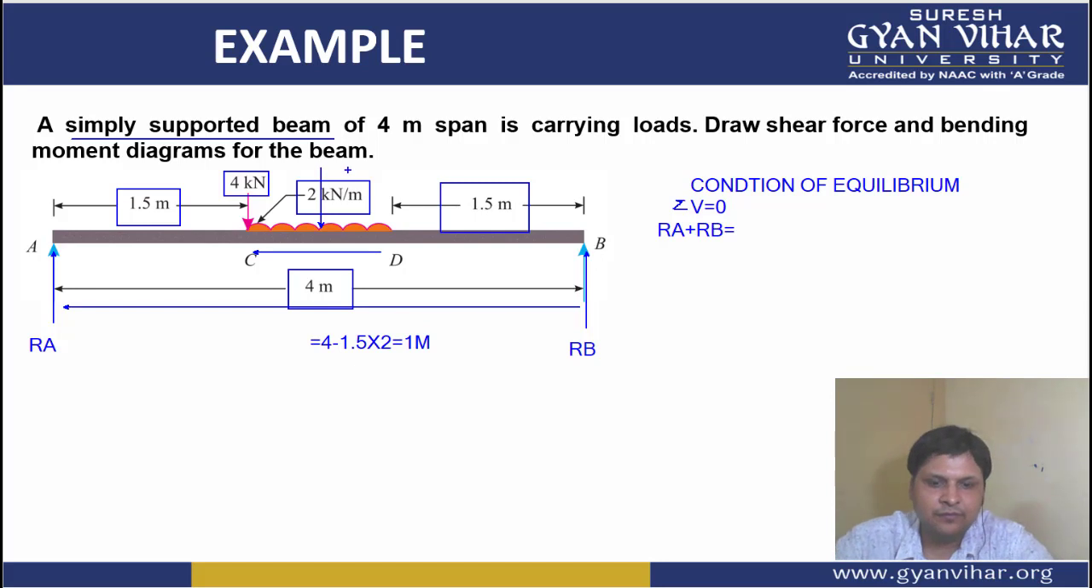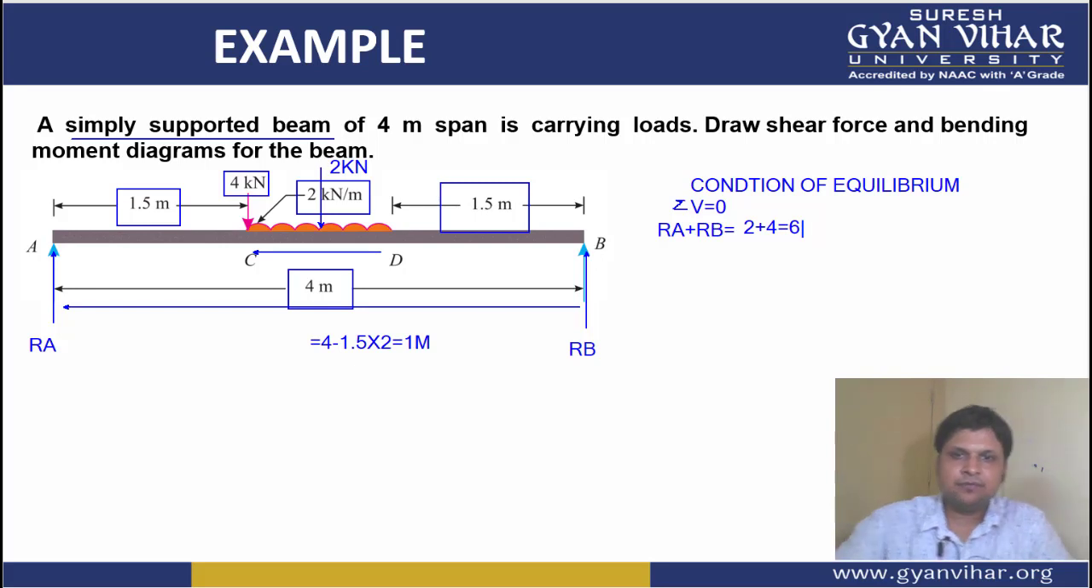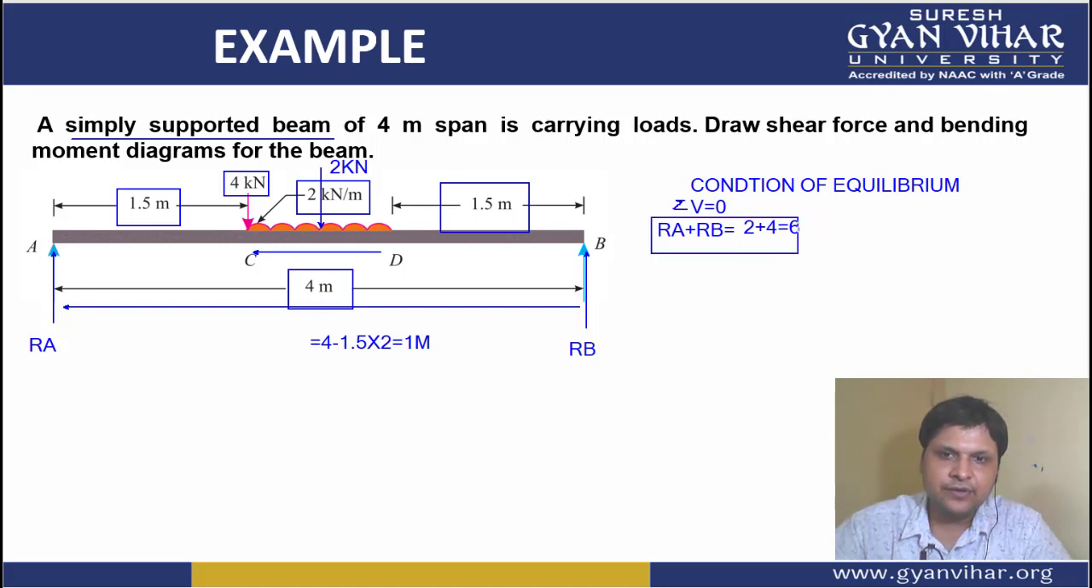Now students, what will be the value of the UDL? It is equal to 2 into 1, that means 2 kilonewton. So in this condition of equilibrium, where the summation of vertical forces is equal to 0, we can write RA plus RB is equal to 2 kilonewton, that is the UDL, plus one more point load of 4 kilonewton, so this is equal to 6. RA plus RB equals 6. This is the first equation between RA and RB obtained by the first condition of equilibrium.